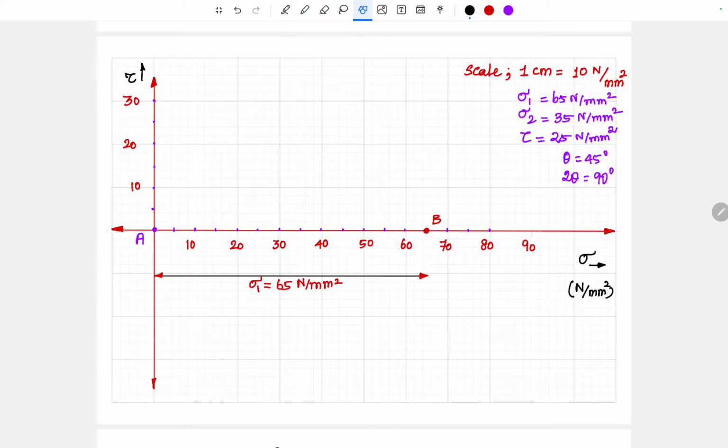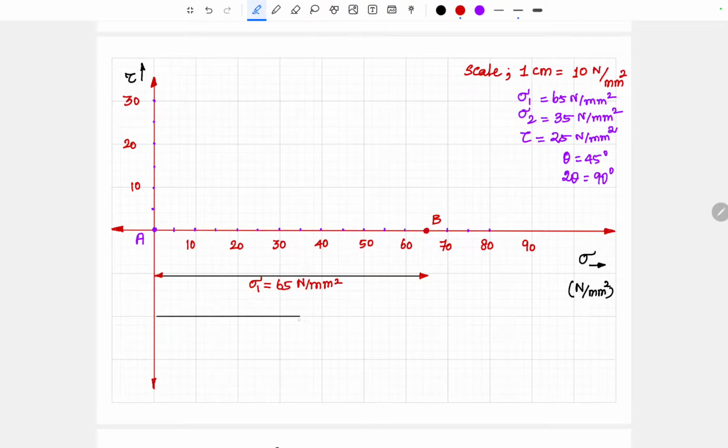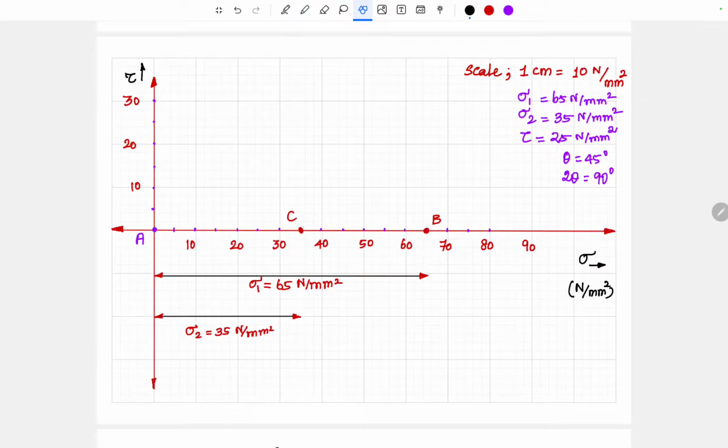And next I need to draw 35 Newton per mm square to mark the point C for sigma 2. So here up to 35 Newton per mm square, that is sigma 2 value, I have marked the point C. And next thing, I need to draw the toe value. The toe is equal to 25 Newton per mm square, that should be drawn along the y-axis. So from the point C, we need to draw 2.5 centimeter line, that is equal to 25 Newton per mm square. From B also, we need to draw a line along y-axis towards the negative side of the axis. And now I need to mark the points.